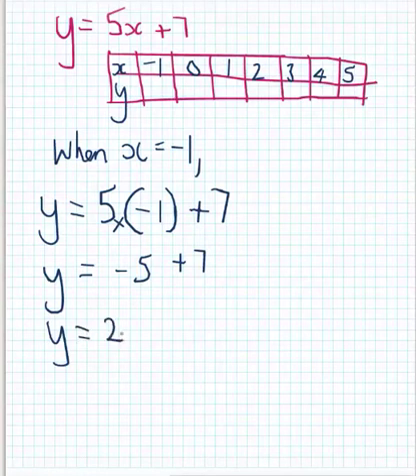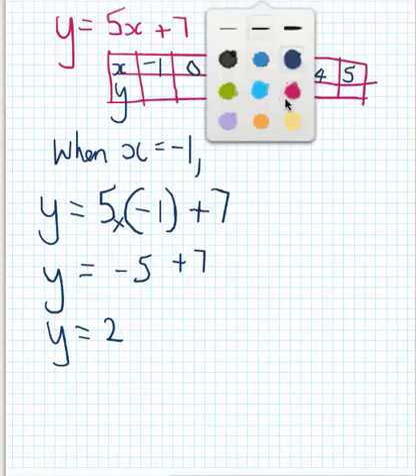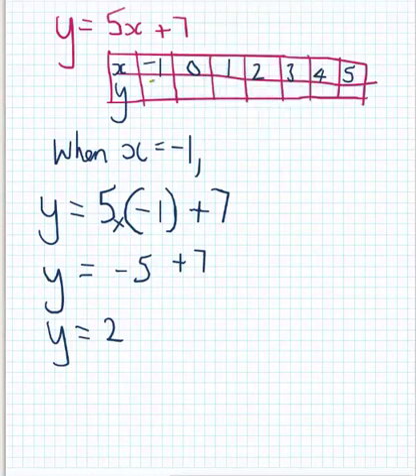Just be careful with your negative numbers, and you can just enter that into the calculator. And now we'll have a 2. I'll change my color. I'm going to put numbers in for y, and that's it. So this is telling me a point: when x is -1, y is +2. And that's the point I have found.